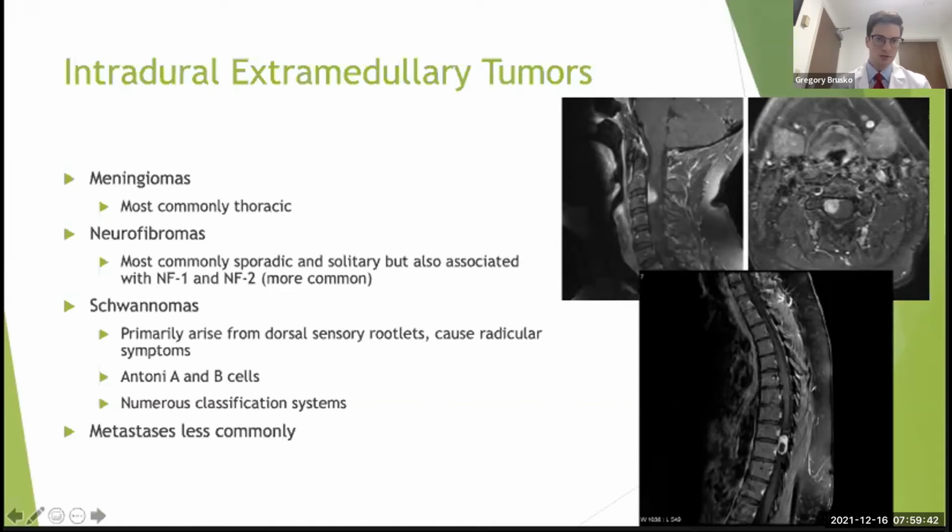And then, as Kat just briefly mentioned too, they have the Antoni A and B cells, boards' favorite. The Antoni A are the compact bundles of long Schwann cells, and Antoni B cells are sparsely distributed in an eosinophilic matrix. And then furthermore, just briefly, there are numerous classification systems that I'll touch on towards the end of the talk that are used to guide surgical resection approaches specific to schwannomas. And then, of course, metastases are less common, although can be seen.